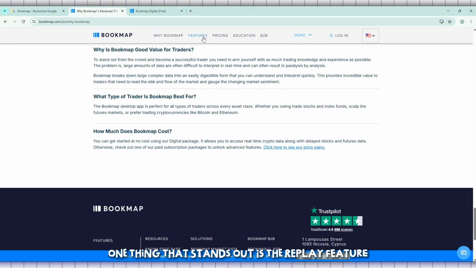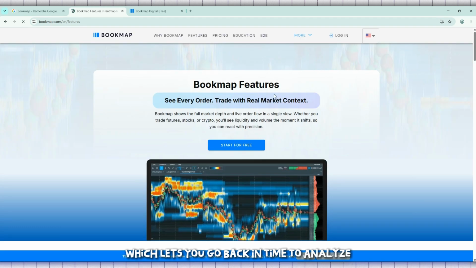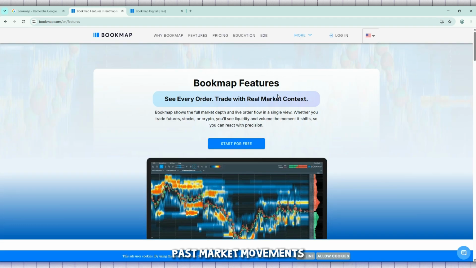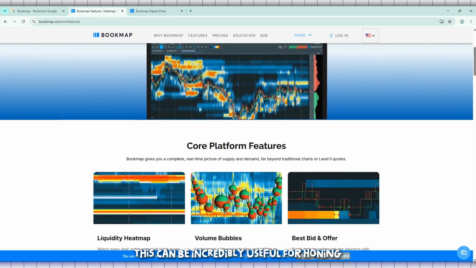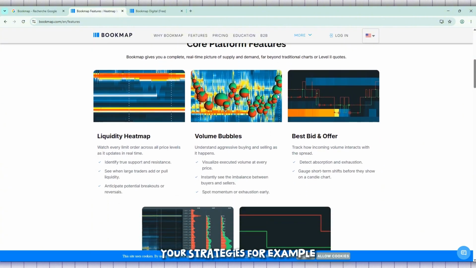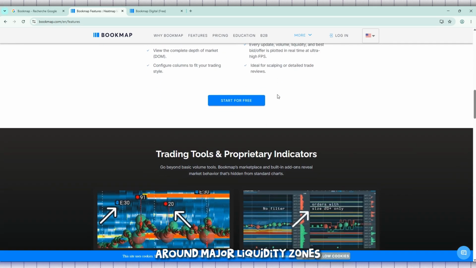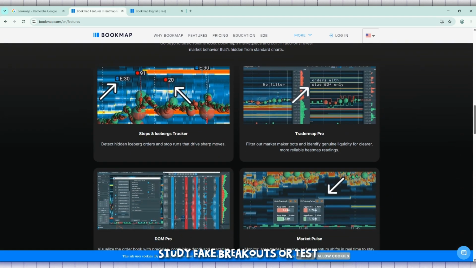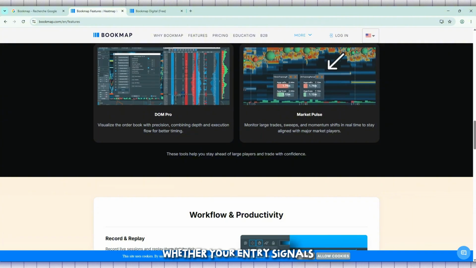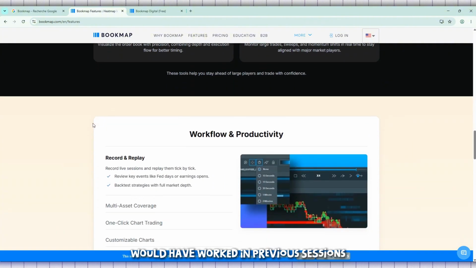One thing that stands out is the replay feature, which lets you go back in time to analyze past market movements. This can be incredibly useful for honing your strategies. For example, you can review how price reacted around major liquidity zones, study fake breakouts, or test whether your entry signals would have worked in previous sessions.